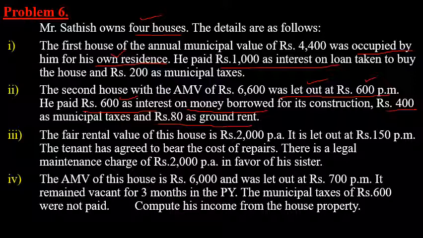Next, the third house. The fair rental value of this house is rupees 2,000 and it is let out at rupees 150 per month. So the third house is also a let out property. The tenant agreed to bear the cost of repairs. There is a legal maintenance charge of rupees 2,000 per annum in favor of his sister. Let me decide later whether it has to be considered or not.